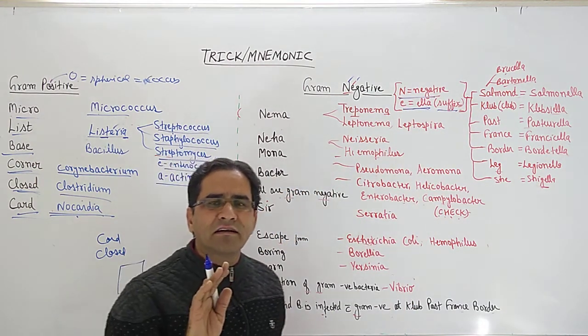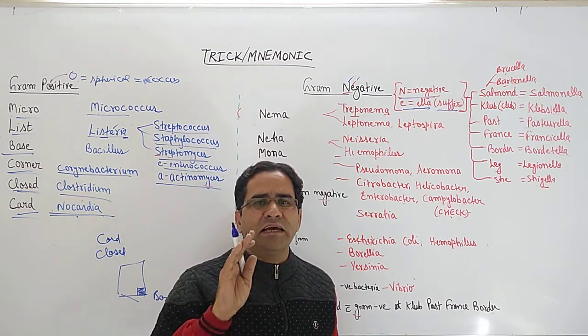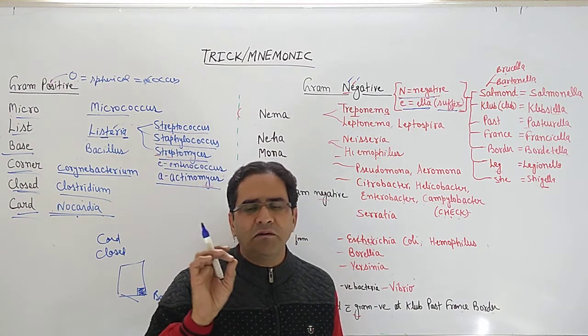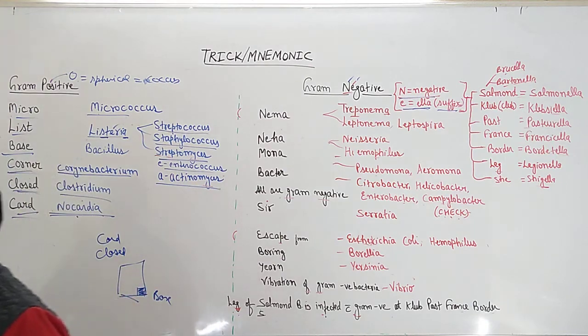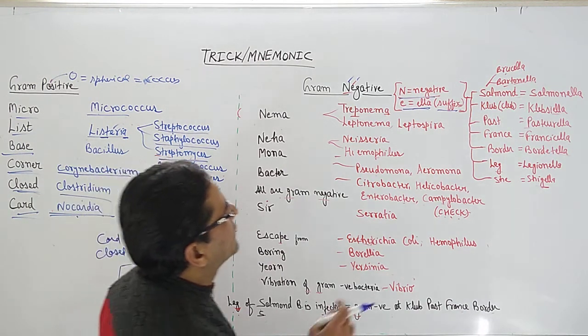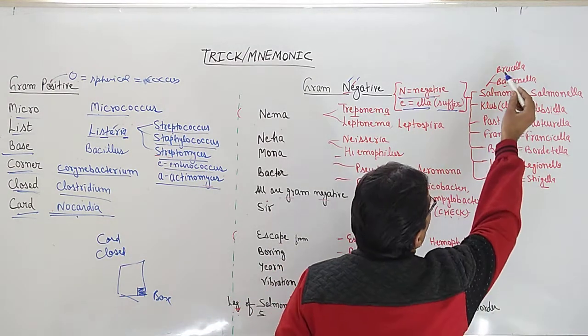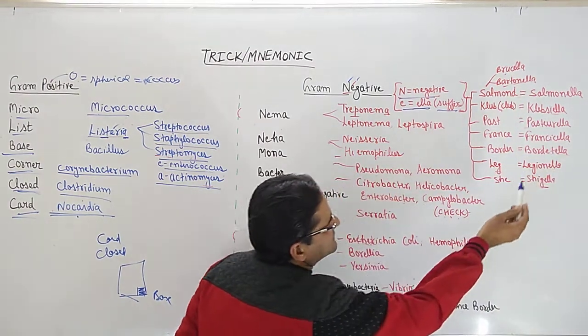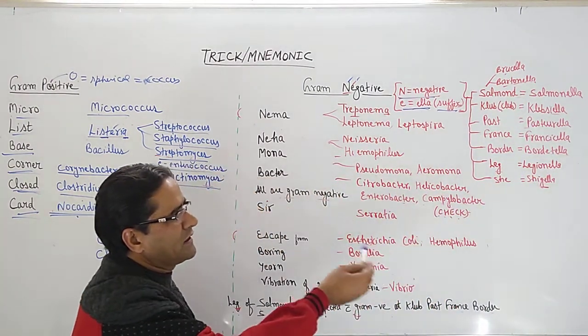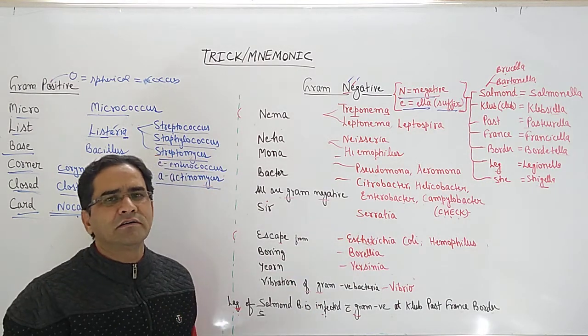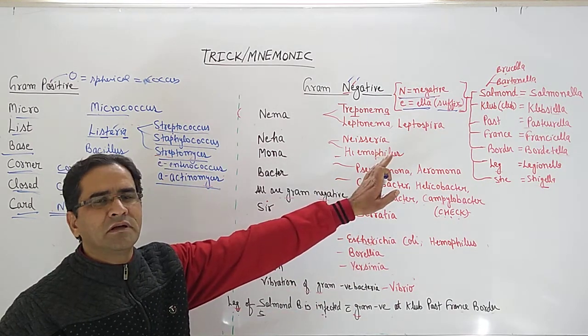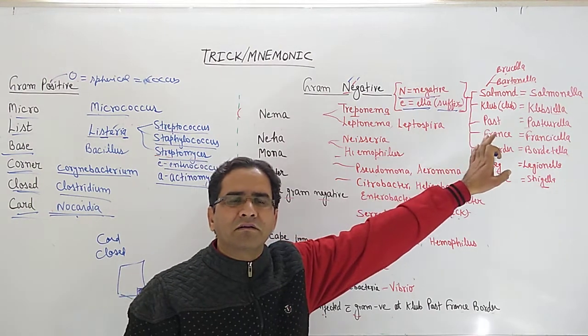Wherever the suffix is present as ella, that bacteria is gram negative. So examples are Brucella, Bordetella, Salmonella, Klebsiella, Pasteurella, Francisella, Legionella, Shigella. These are the examples. Now again, how to remember?